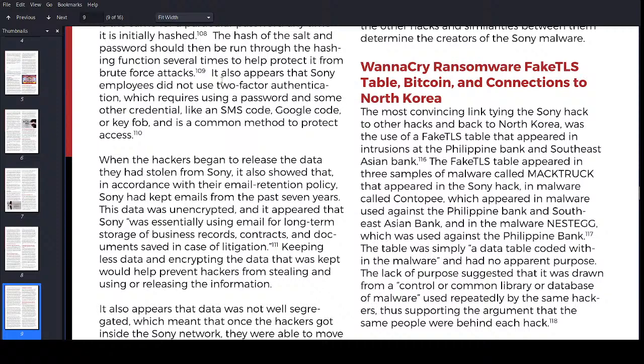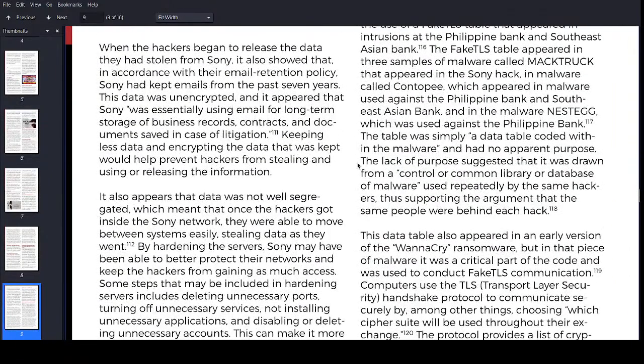It also appears that Sony employees did not use two-factor authentication, which requires using a password and some other credential, like an SMS code, Google code, or a key fob. That's interesting. I never heard of a key fob. And it's a common method to protect access. When the hackers began to release the data they had stolen from Sony, it also showed that, according to their email retention policy, Sony had kept emails from the past 7 years.